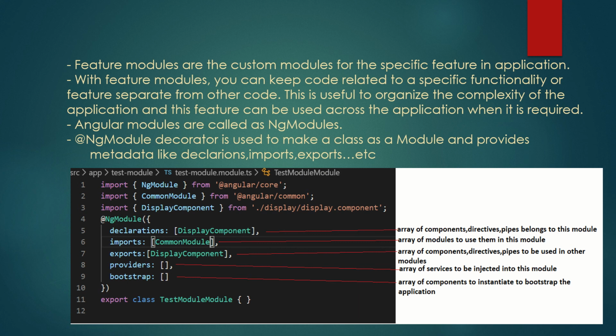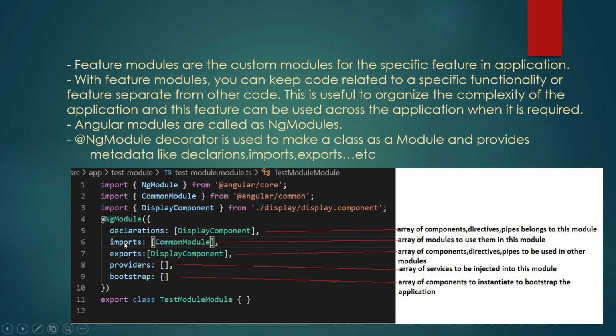These feature modules are useful to organize the complexity of the Angular application when it grows, and they can be reused across the application when required. Angular modules are called NgModules. The NgModule decorator is used to create a module in Angular, and some metadata can be added using this decorator, and this metadata is used by Angular to launch the Angular application.